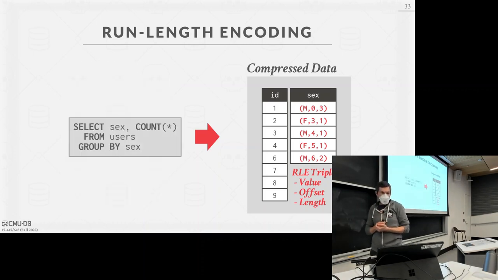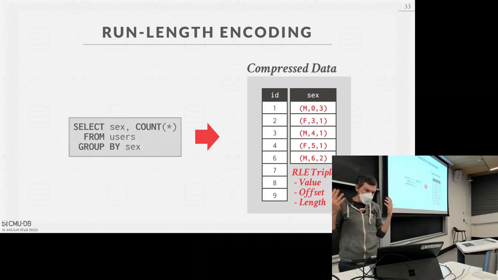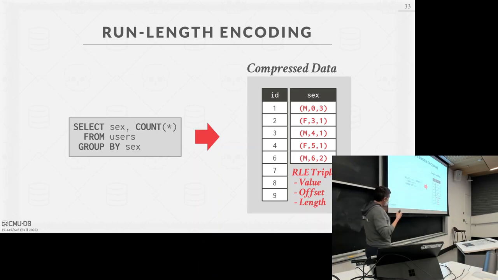So now I have a query like this, a select with an aggregation where you want to count the number of males and females in our user table. All I need to do now is look at these run encodings, and I can compute the count from this.